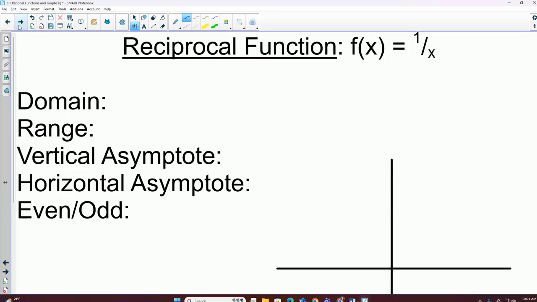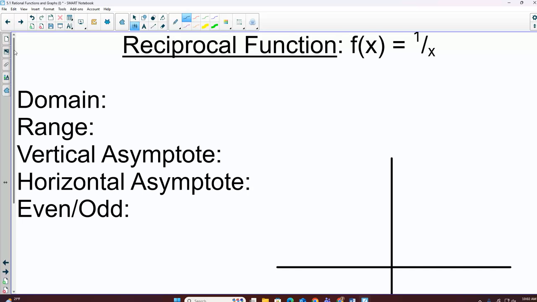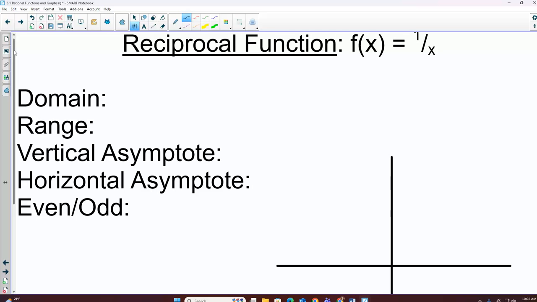All right, I want to first talk about one specific function so we can kind of see how some of these asymptotes happen. If I ask you to graph what's called the reciprocal function, that is 1 over x. Anytime we don't know how to graph something, what do we do?